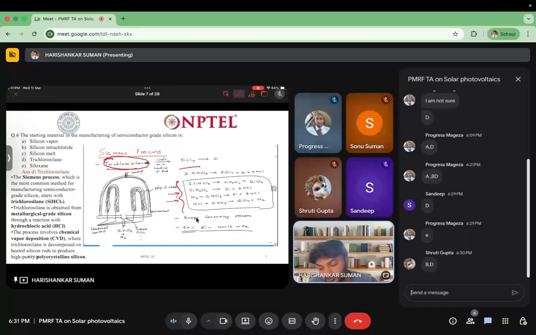In the Siemens process, which is the most common method for manufacturing semiconductor grade silicon, we start with trichlorosilane, which is SiHCl3. Trichlorosilane is obtained from metallurgical grade silicon through a reaction with hydrochloric acid, HCl. The process involves chemical vapor deposition, CVD, where the trichlorosilane is decomposed on the heated silicon rod to produce high purity polycrystalline silicon.